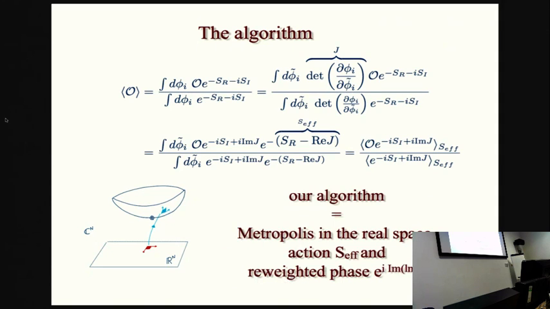So my algorithm is going to be this. It's just a simple Metropolis right here on the real plane, except that the role of the action is played by the real part on the faraway point, including the real part of the Jacobian.